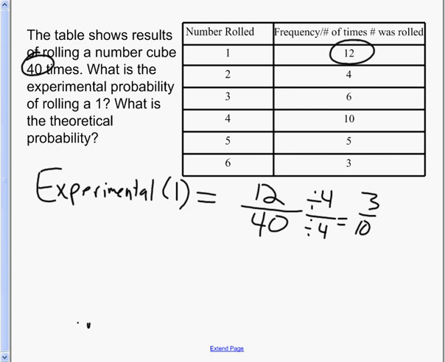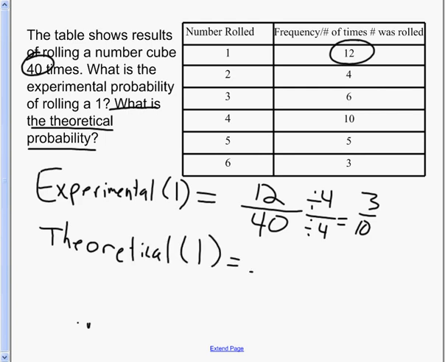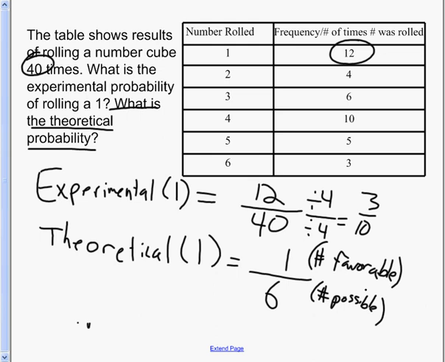rolled a 1. Well, what's a theoretical probability? So the theoretical probability of rolling a 1 tells us that there's one face that is 1, so that's number favorable, right? And how many faces are there on a number cube? Well, there are 6. Again, number possible. So, probability should be 1/6. Doesn't necessarily happen that every experiment is going to be exactly 1/6 of the time where we get a 1. On to the next question.